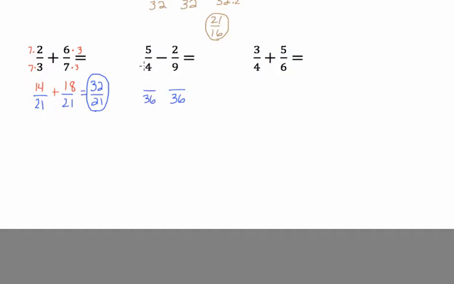Next, unreduce your fractions. 5/4, make that into 36. Use your denominator as a clue. 4, how does that get turned into 36? By multiplying by 9. How does 9 get turned into 36? By multiplying by 4.